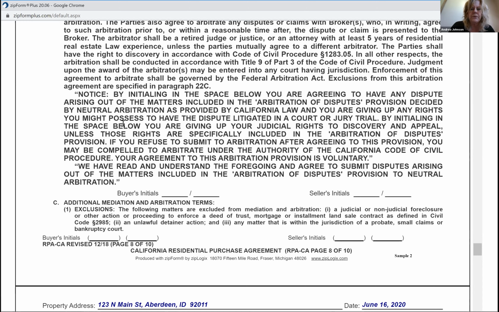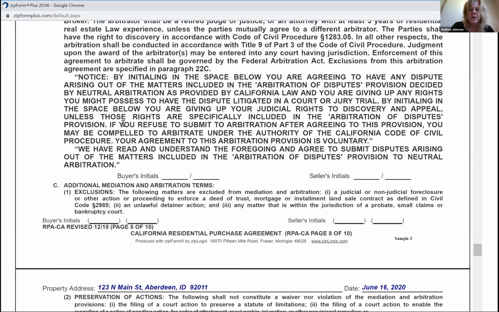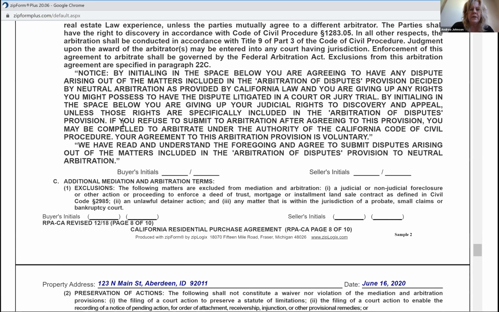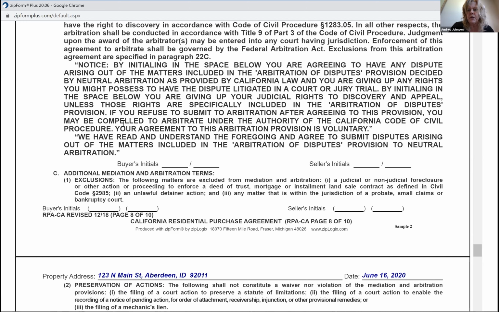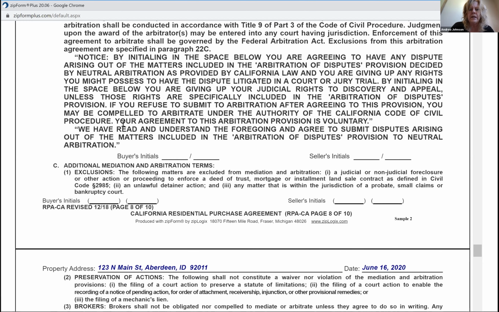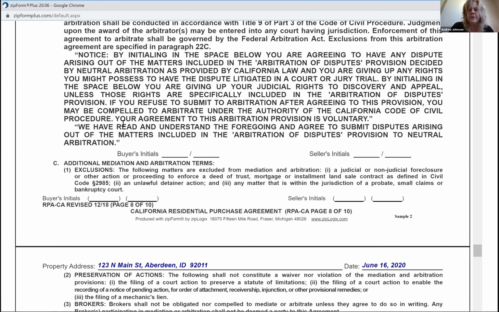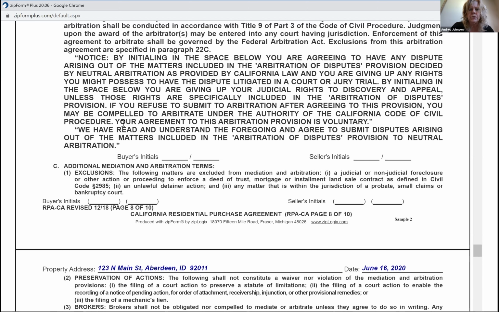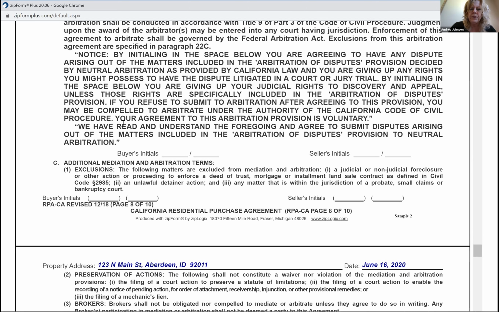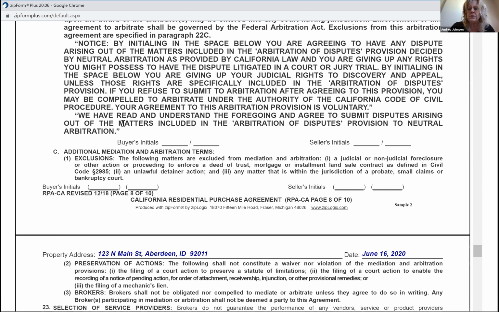Exclusions from this arbitration, again, paragraph 22C. By initialing the space below, you are agreeing to have any dispute arising from this contract decided by neutral binding arbitration. You're giving up any rights in addition to have the dispute litigated in a court or jury trial. This is why sometimes attorneys are reluctant to initial or include this paragraph. But by initialing in the space below, you're giving up your judicial rights to discovery and appeal. So binding arbitration is final. There's no appeal process if you don't like the arbitration decision. Okay.